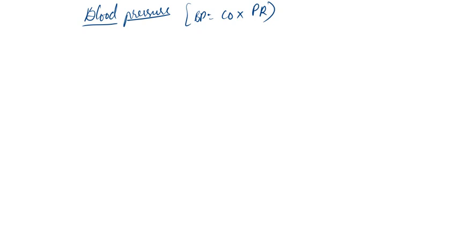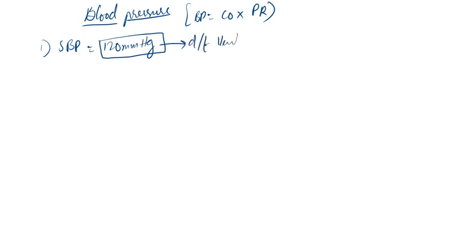Okay, now if you come to the systolic blood pressure, then obviously it is 120 mmHg. Now why is this systolic blood pressure produced? This you should know. It is due to ventricular contraction, and it mainly depends on the cardiac output.